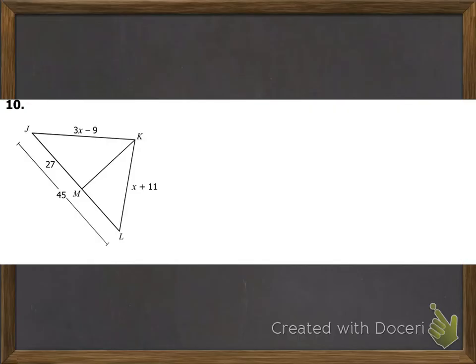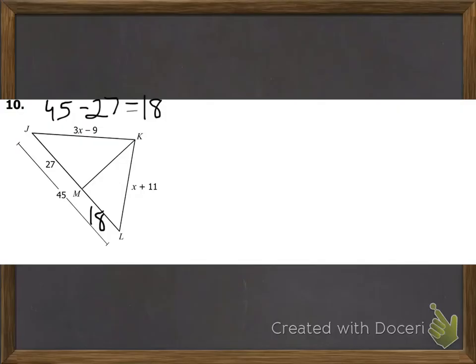Last but not least, let's look at number 10. So kind of a similar case. We need to take the total minus one of the little sides because we need to have both small sides. So we are going to do 45 minus 27. And in this case, 45 minus 27 is going to be 18. So LM has a measure of 18.